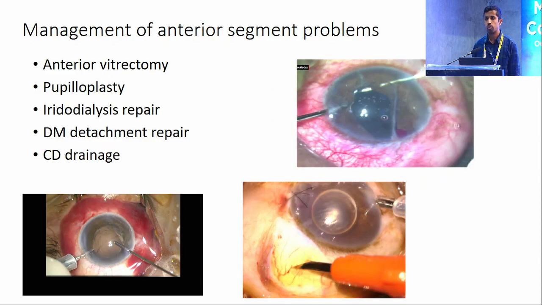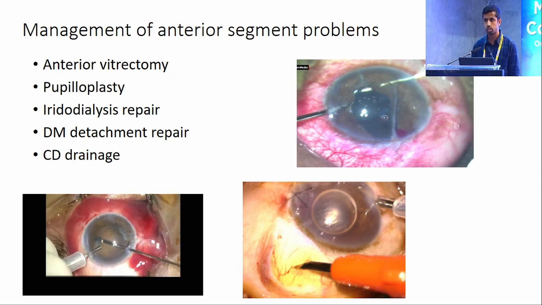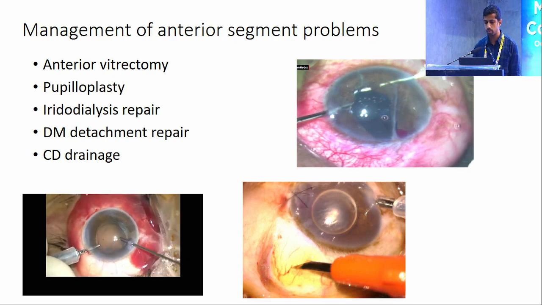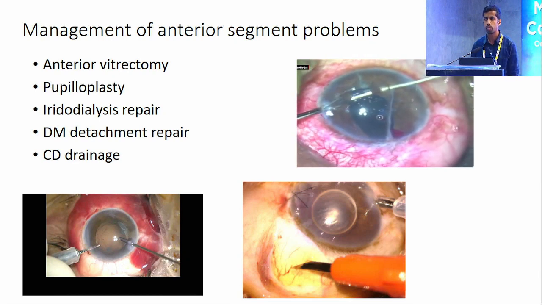So again now we'll move on to dealing with complications of the anterior chamber. We have to do a thorough anterior vitrectomy if vitreous is there. If any residual cortical matter is there, that has to be removed. When we have defects of the iris, or a pupil which is not constricting, sometimes we might need to consider doing pupilloplasty or an iridodialysis repair.